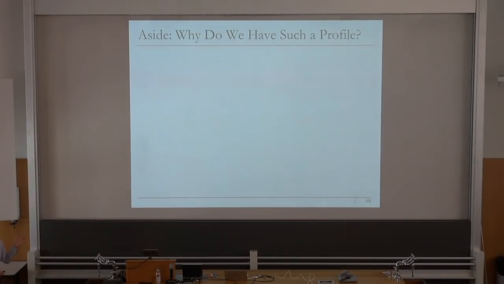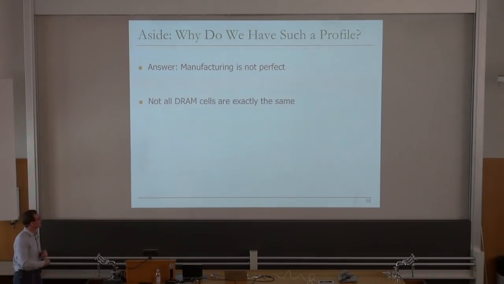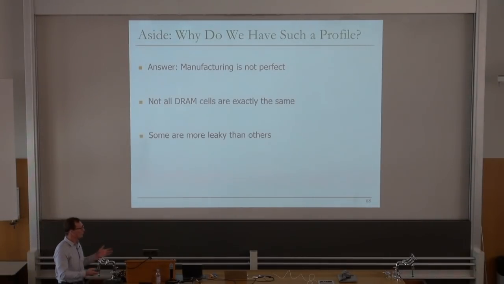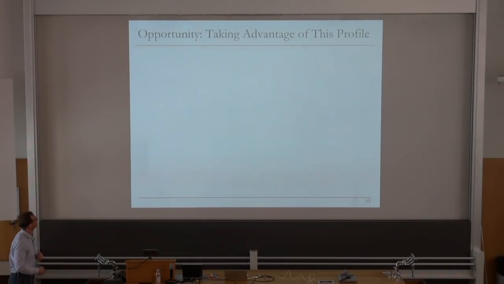So why do we have such a profile? Any guesses? Why can some cells retain data for only 64 milliseconds, whereas some other cells are much stronger? Yes? Variation, yes. Basically, manufacturing is not perfect. Not all DRAM cells are exactly the same, and some are more leaky than others. Some are much stronger than others, and that's manufacturing process variation, clearly.